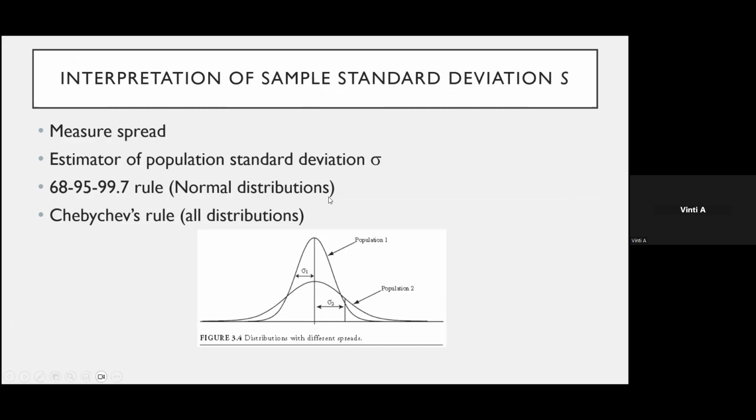Now this is a distribution. This is a typical normal distribution. If you look at this distribution, you will find that the mean is the same, but the spread of the distribution is very different. The standard deviation in the first case is sigma 1, and the standard deviation of the second population is sigma 2. This is a distribution with separate spread.